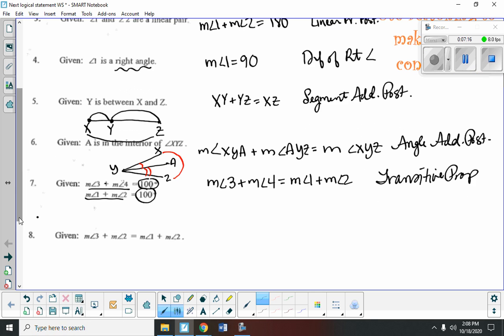All right, the next one says, given that measure angle 2 plus measure angle 3 equals measure angle 1 plus measure angle 2. So what would be your next logical statement? Well, they both have an angle 2. So what you could do is subtract the measure of angle 2 from both sides, and what would you end up with? The statement measure angle 3 equals the measure of angle 1. And how did you get to that logical statement? By the subtraction property of equality.